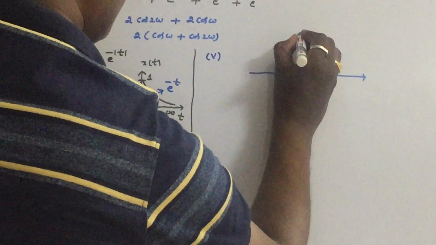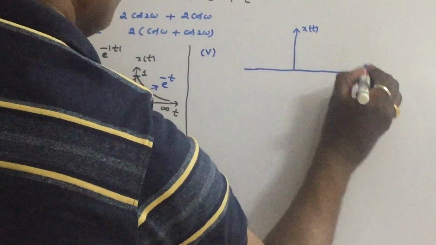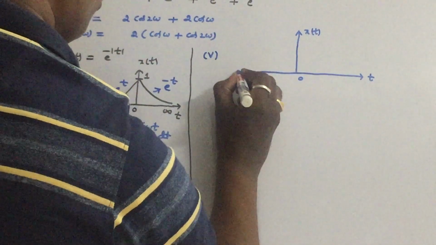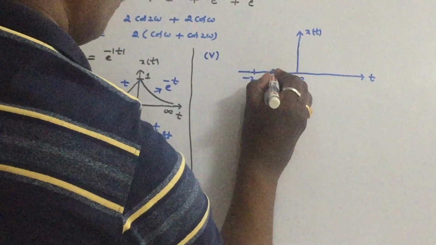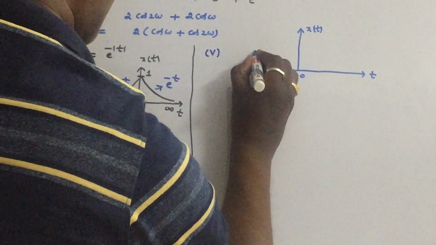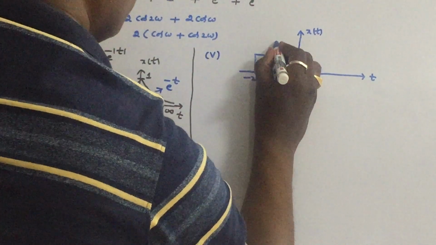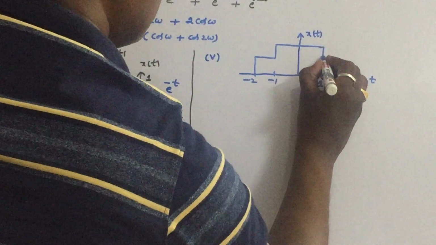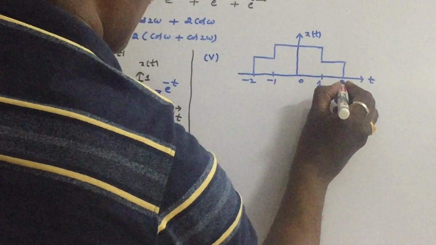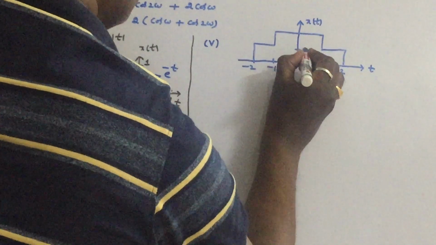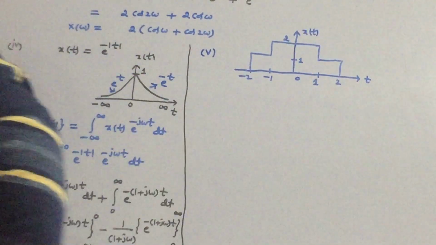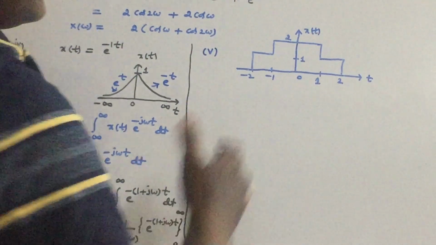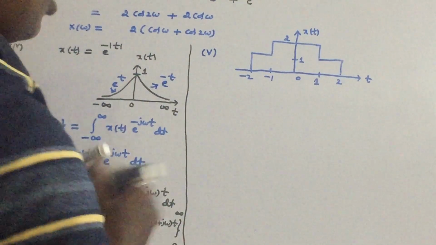So the diagram is given like this. This is x of t versus t. This is 0. The diagram is given like this, -2 to -1, the amplitude is like this. -1 to 1, the amplitude is like this. 1 to 2, the amplitude is like this. So this is 1, this is 2. The amplitude is 2. So just substitute in the Fourier transform definition, and the answer will come.